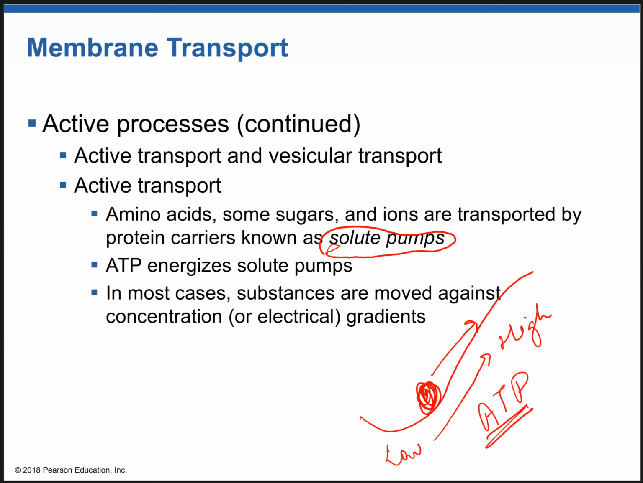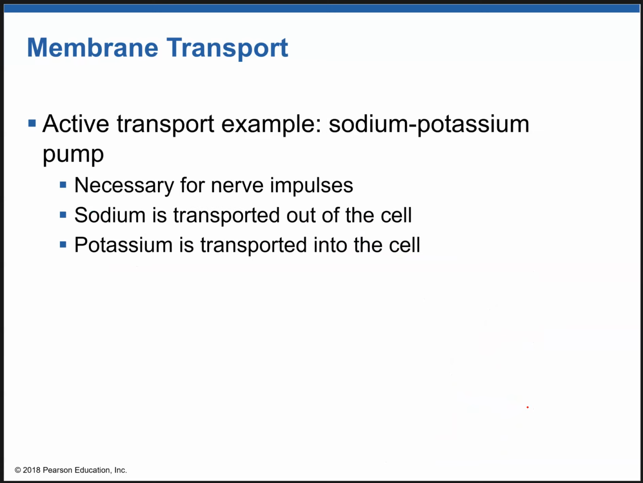So a very common example of an active transport process is the sodium-potassium pump. The sodium-potassium pump is necessary in all nerve impulses. So all the nerves in your body use a sodium-potassium pump to generate an electrical gradient in order to make the nerve impulse happen. Sodium is transported out of the cell in the process, and potassium is transported into the cell. Again, this is an ATP consuming process, and molecules are moved against a gradient.